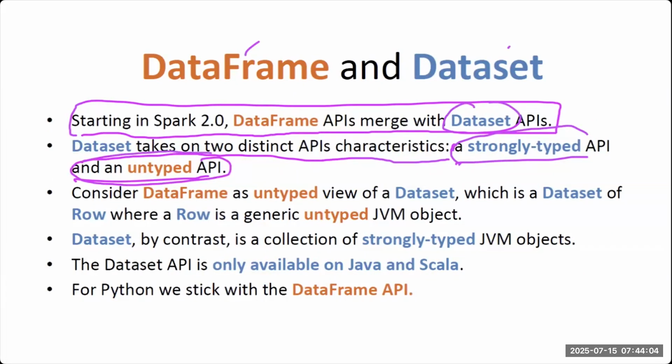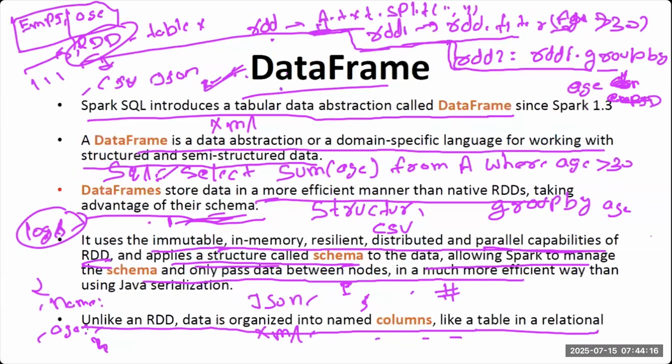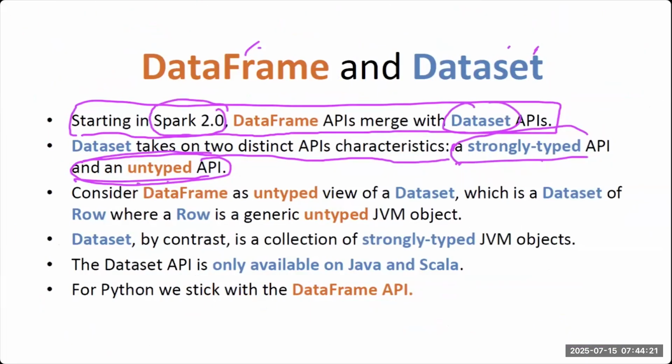What it means is that previously, whenever we had untyped, that meant data frame. When we had strongly typed, it was dataset, right? Before, in Spark, we had two things: one is dataset, one is data frame. Similarly, now Spark has merged the data frame and dataset, and it gave you only one API, which is dataset, with two distinct characteristics. You can either use strongly typed or untyped.